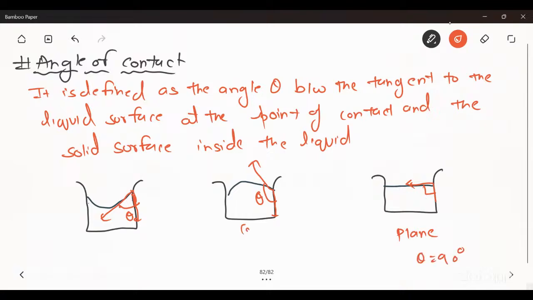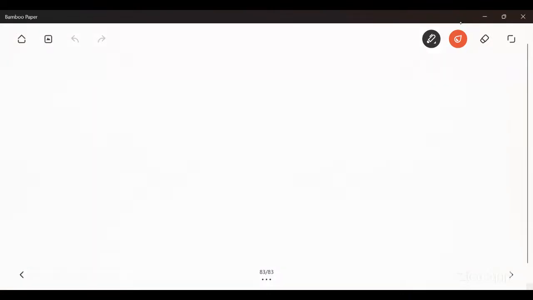In convex it is greater than 90 degree, that means it is an obtuse angle, and in concave it is always less than 90 degree. So that is known as the angle of contact, the angle between the liquid surface and the solid surface. Solid surface means the surface of the jar.